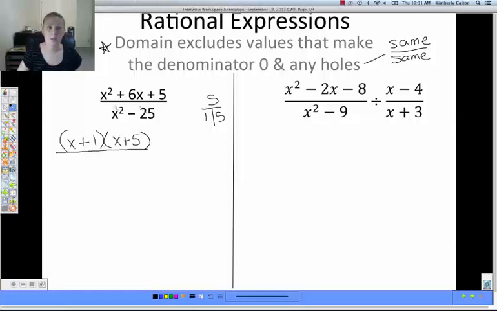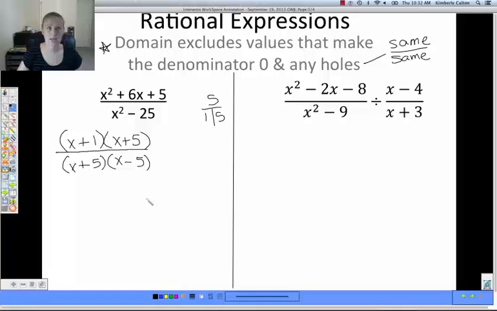Now on the denominator, I can see that both of them are squared terms, and it's subtraction in the center. So this is a case of difference of two squares. So I get two parentheses with the exact same thing in them, except one gets a plus and one gets a minus. The square root of x squared is x. The square root of 25 is 5.